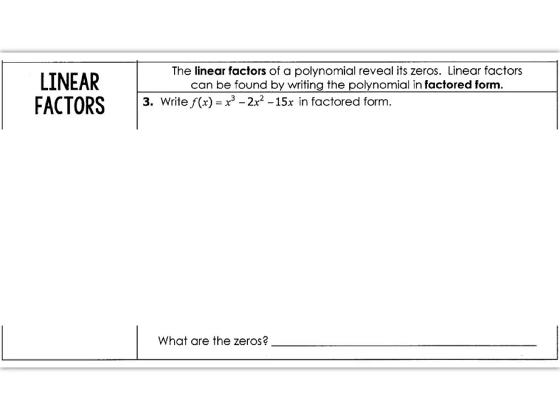The linear factors of a polynomial also reveal its zeros. So the linear factors can be found by writing the polynomial in factored form. So for number 3, if we want to write f of x equals x to the third minus 2x squared minus 15x in factored form, so we want to factor this polynomial, the first thing we want to do is ask ourselves, is there a GCF? The answer is yes. So we can take out an x. So f of x equals, take out an x from the polynomial.